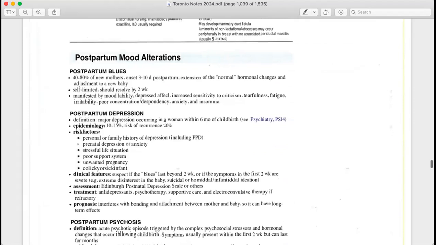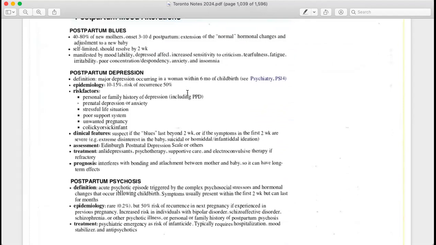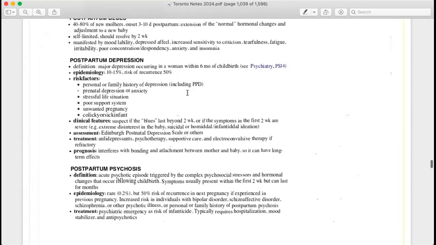Now, postpartum blues and depression, these are important as well. 40 to 80% of new mothers, manifested by mood lability, depressed affect, and these are the things that can happen. All you have to do is reassurance. It can resolve by 2 weeks. Postpartum depression, if there are suicidal thoughts, then you have to admit that person. Otherwise, all you can do is basically give an antidepressant, ask them to change the environment, psychotherapy, supportive therapy, and electroconvulsive therapy if refractory.